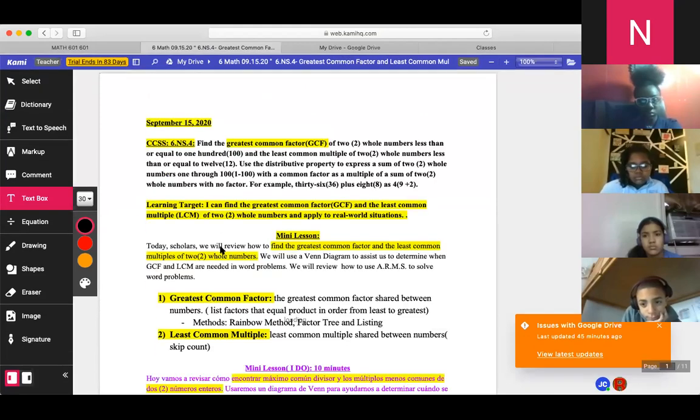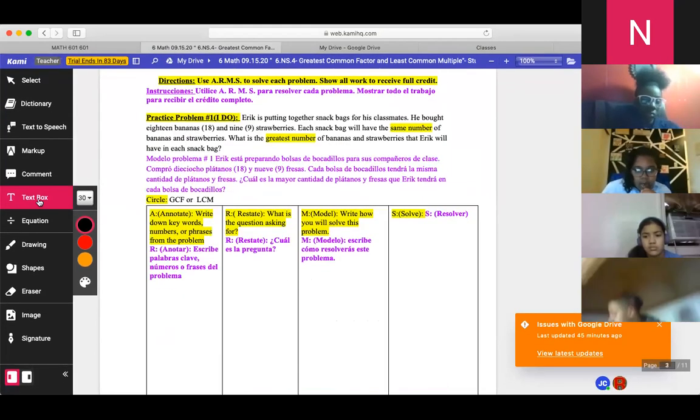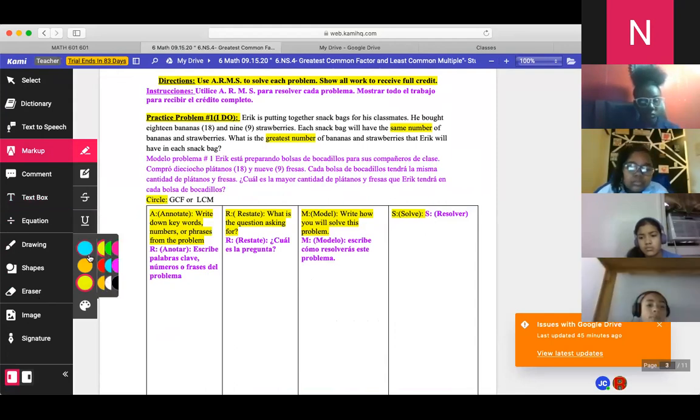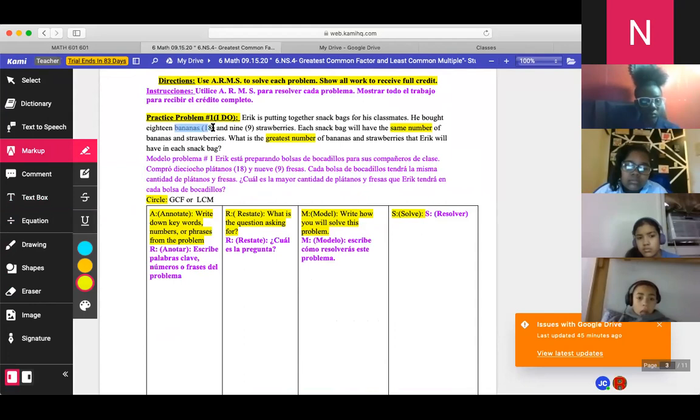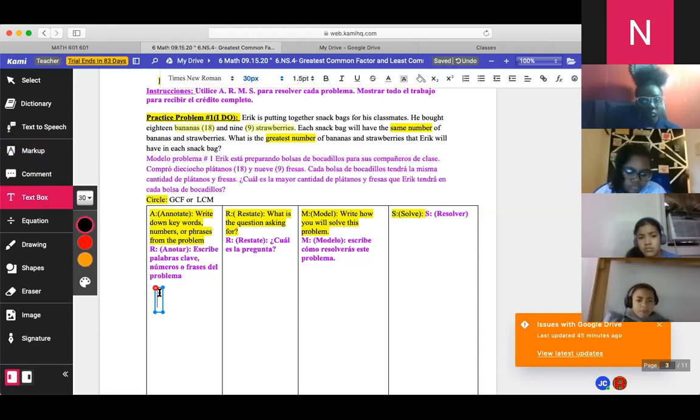All right, so the first one that we're going to be tackling is: Eric is putting together snack bags for his classmates. He bought 18 bananas and 9 strawberries. Each snack bag will have the same number of bananas and strawberries. What is the greatest number of bananas and strawberries that Eric will have in each snack bag? Clearly, in this example, Ms. Canelo is helping us out. She highlighted 18 bananas. She also highlighted 9 strawberries.